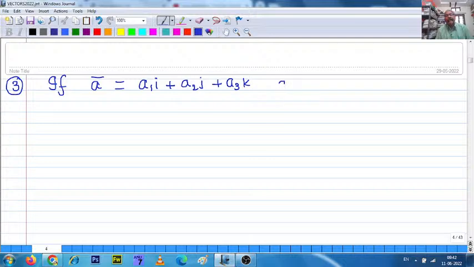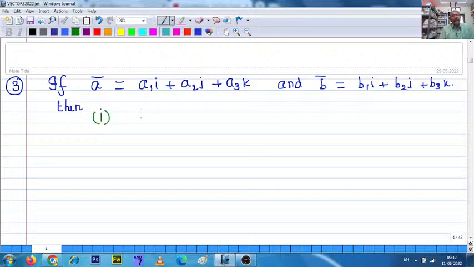And next, in similar lines, if b is expressed as a linear combination of i, j, k, so b1 i plus b2 j plus b3 k. This is very important, also very important for the physics chapter. So first concept, let us write a dot b. How to evaluate a dot b?